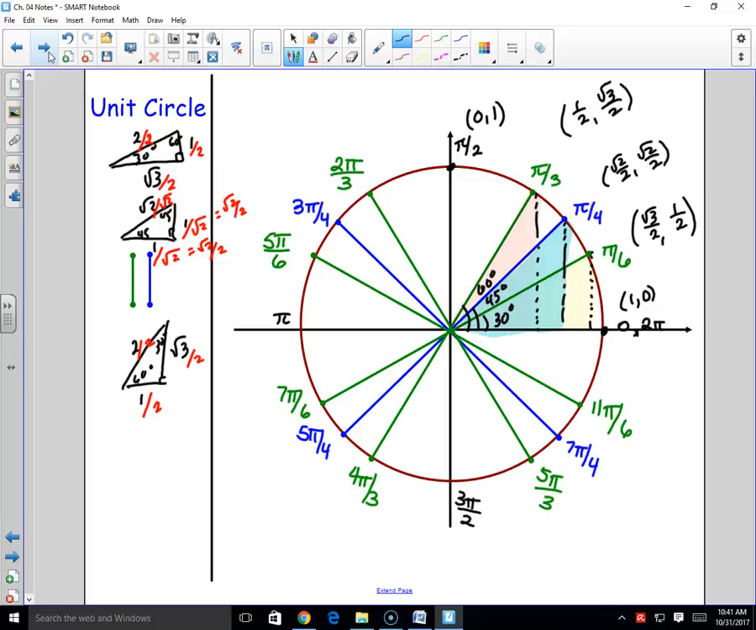Anyway, coming back. Yesterday we got down our pi over 6, pi over 4, pi over 3 triangles. We didn't go around the rest of the unit circle. We briefly talked about it, but not enough to really make it stick. But first of all, where did I get the root 3 over 2 and 1 over 2, and the root 2 over 2, root 2 over 2? All of this came from geometry.